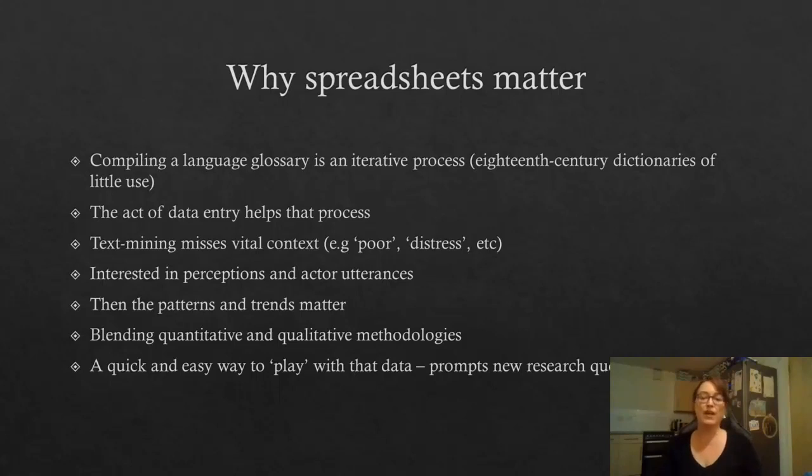So it isn't just about people saying that they stole something because they were poor. I'm interested in what other people in the courtroom say about them. What do witnesses say? What do prosecutors say? And in order for me to understand that, I need to be able to record who is saying what. And a spreadsheet allows me to do that. And then a spreadsheet allows me to analyse who says what about whom very quickly. So these patterns and trends really, really matter.